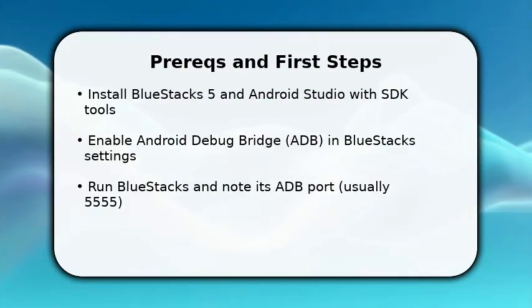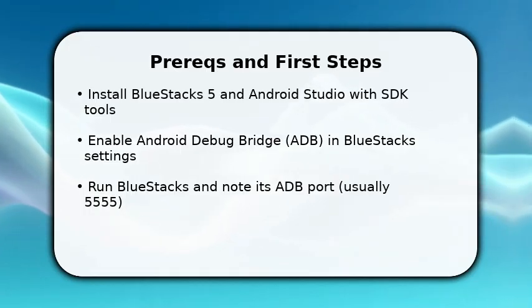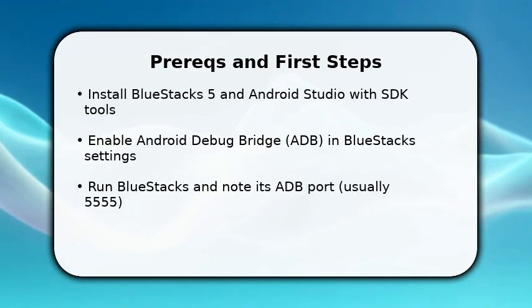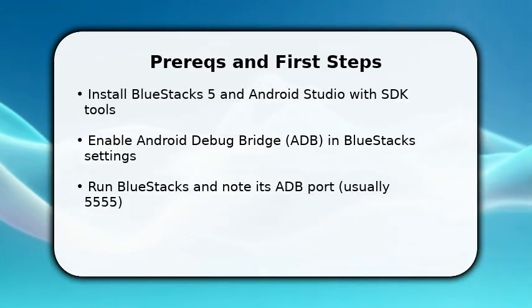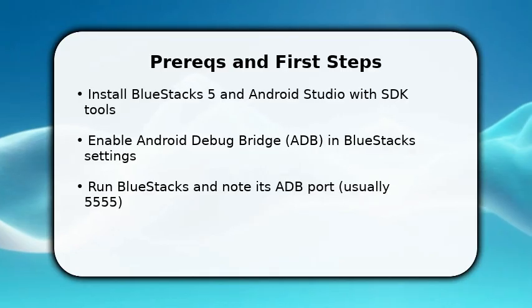You start by confirming prerequisites. BlueStacks 5 installed, Android Studio with platform tools ready. Once BlueStacks runs, open Settings and enable Android Debug Bridge so it accepts ADB. Make sure you know the emulator IP and ADB port, often 127.0.0.1:5555 or a dynamic port. Write it down.